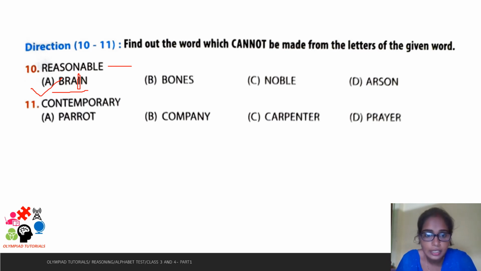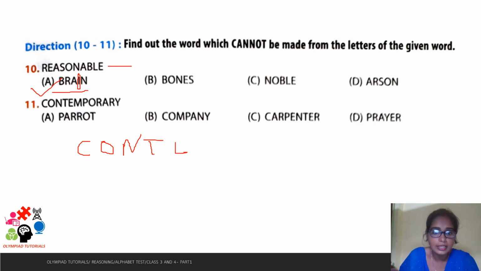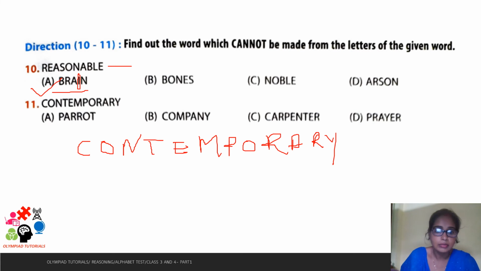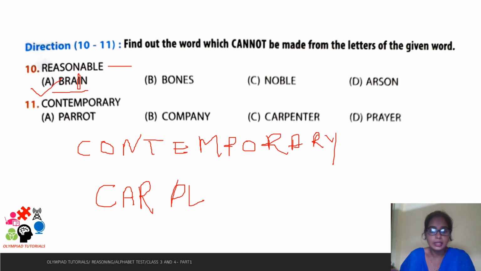Similarly, company. You have all the letters from this word in the given word contemporary. Next is carpenter. Now just carefully you see here, I'll just write down contemporary, C-O-N-T-E-M-P-O-R-A-R-Y. And the word carpenter, C-A-R-P-E-N-T-E-R. Now we'll just strike out the similar alphabets.